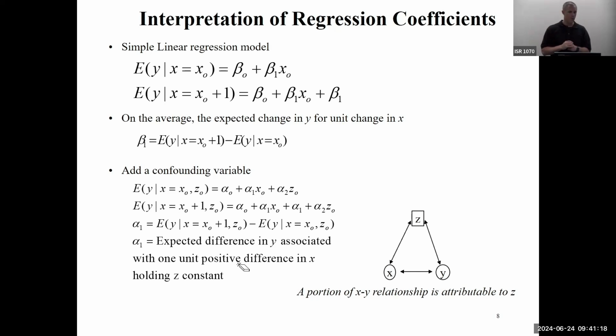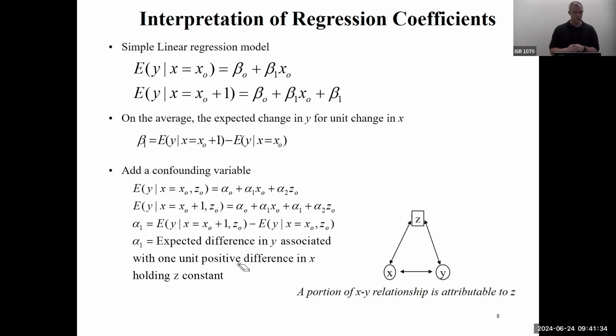Now, more often than not, we're not fitting simple linear regression models with a single predictor. We're adding multiple predictors to that model. There might be confounders, and we may wish to adjust for the values of other predictors when focusing on the interpretation of one particular relationship.